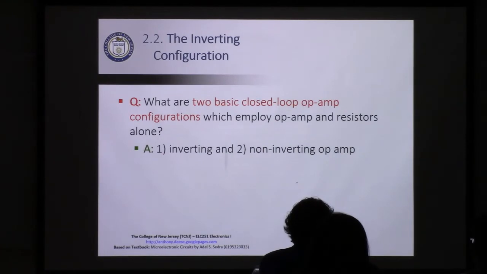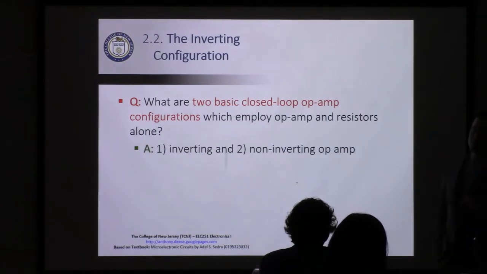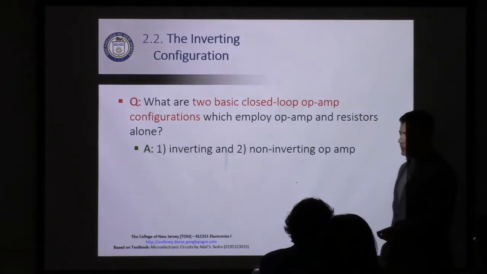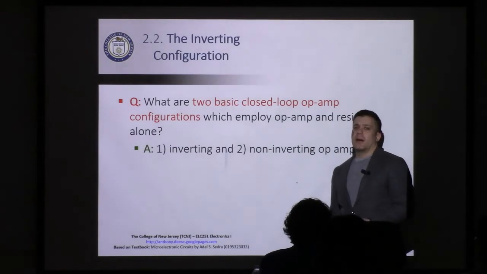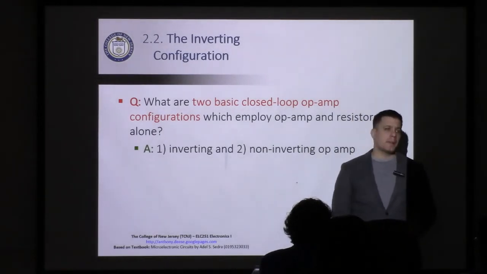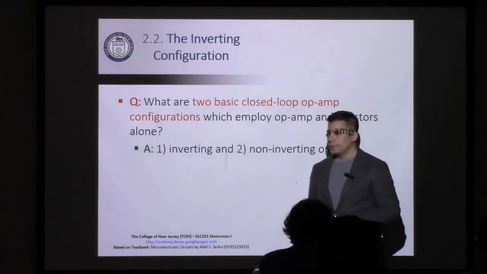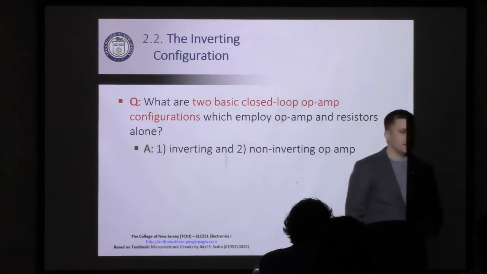Okay, so the two most basic closed loop op-amp configurations are the inverting and the non-inverting op-amp. These are the first two that we learned in ELC251-03. These are the ones that you employed predominantly in ELC251-04, and it's the starting point.